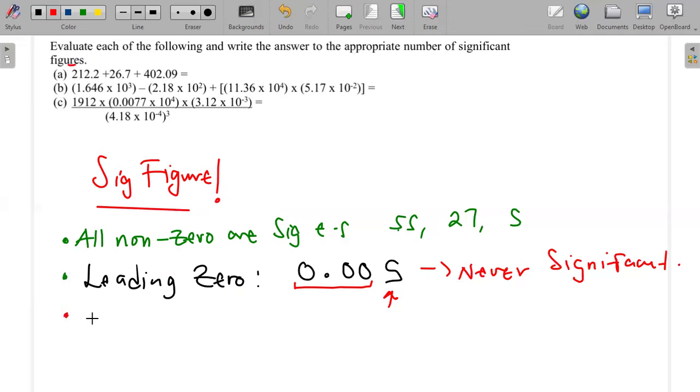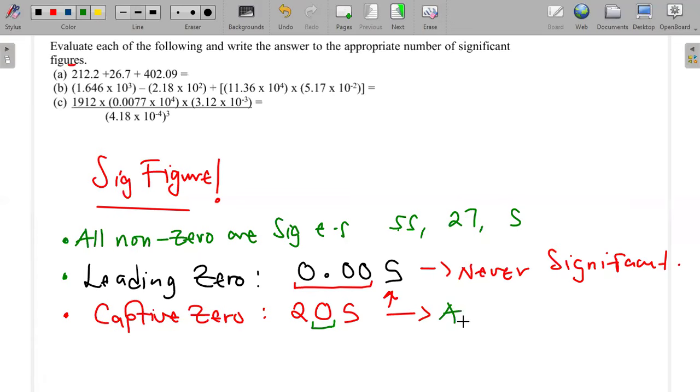The second rule about the zeros is the captive zeros. Okay, so captive zeros, or we call them the in-between zeros. So for example, I have 2, 0, and then 5. Okay, so we see that this 0 here is between two non-zero digits like that. So we call that a captive zero or an in-between zero. So captive zeros or in-between zeros are always significant. Okay, so if we were to count the number of significant figures here, we'd say they are 1, 2, and then 3. Okay, so we count the zero as significant.